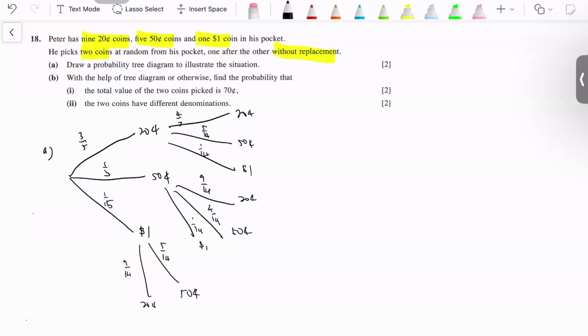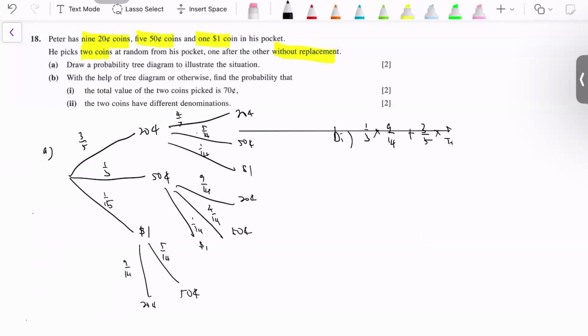Okay. So part B part 1. With the help of the tree diagram, or otherwise, find the probability that 2 coins add up to 20 cent. So in this case, it's either you pick 50 cent for the first one and you pick 20 cent for the second one. Or you pick 20 cent for the first one, and you pick 50 cent for the second one.